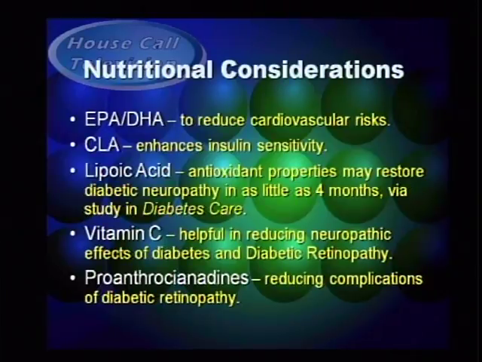Vitamin C is helpful in reducing neuropathic effects of diabetes and diabetic retinopathy. Vitamin C is usually found in its highest quantities not only in the adrenal glands of the body, but also in the eyes. And so vitamin C is very good nutrition for the eyes, and in this case they're finding that it helps counteract diabetic retinopathy, which we've showed you the results of on a past program. Proanthocyanidins reduce complications of diabetic retinopathy. These are chemicals that your eyes use in the nervous system.